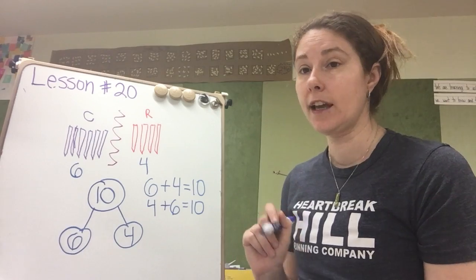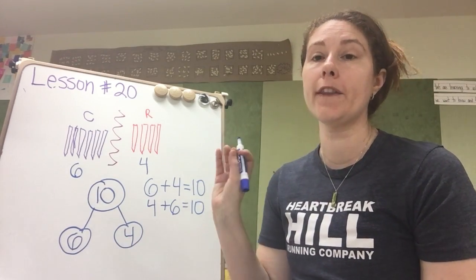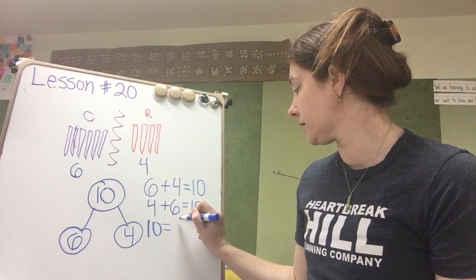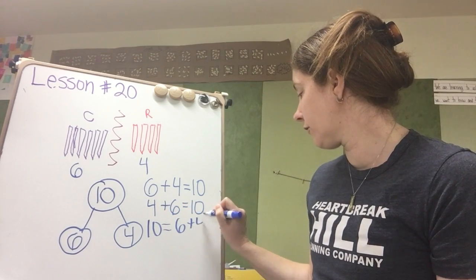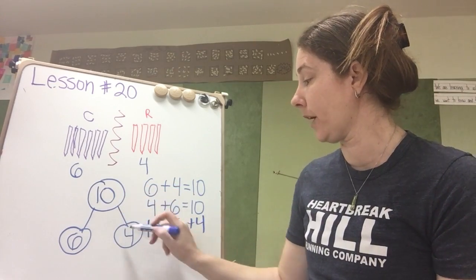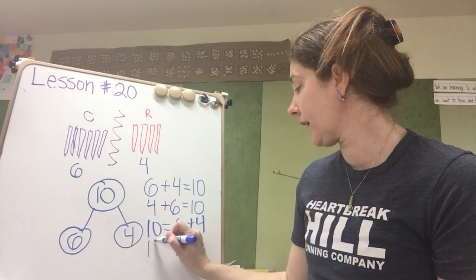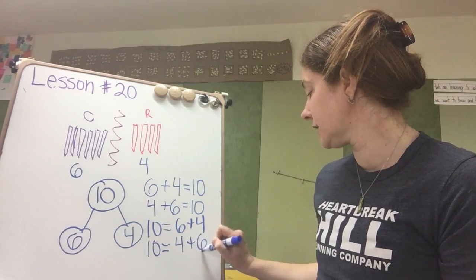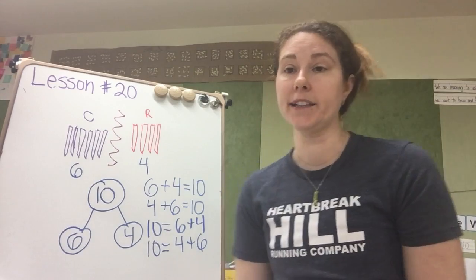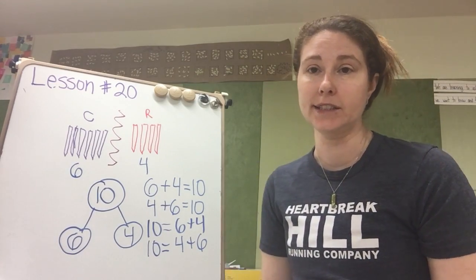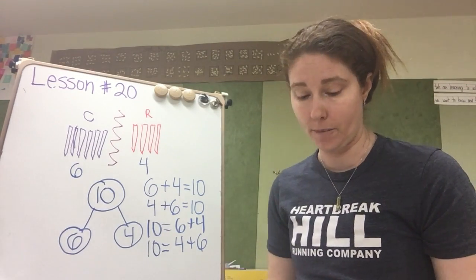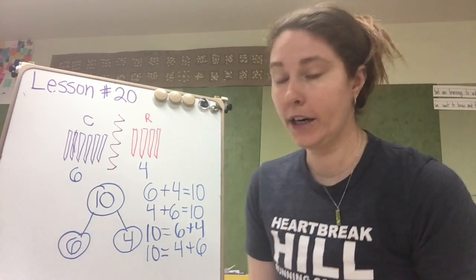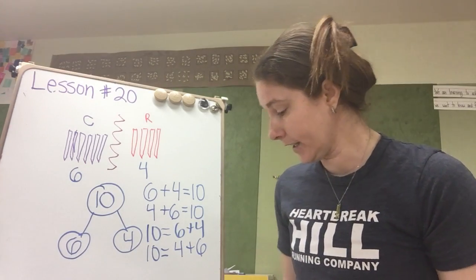We just reversed it. Or we could put the total in the front now that we know the total. We could do 10 equals 6 plus 4, because 10 equals the parts of 6 and 4. Or we could flip-flop that again, 10 equals 4 plus 6. So all different ways. These are all correct number sentences, and they're all sharing the same information. Okay? Awesome. So we are going to quickly move on to our next activity.